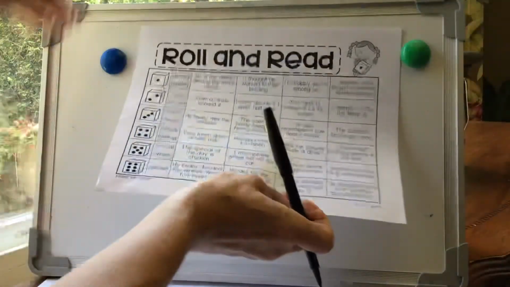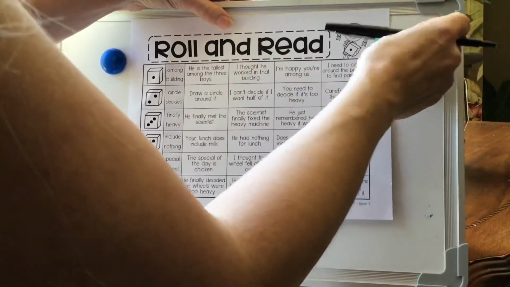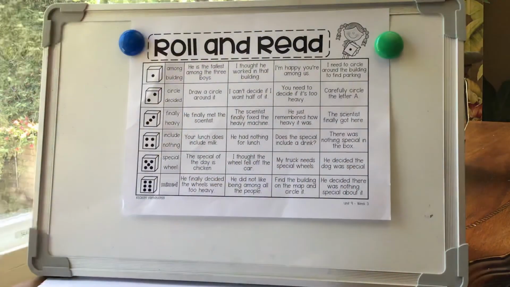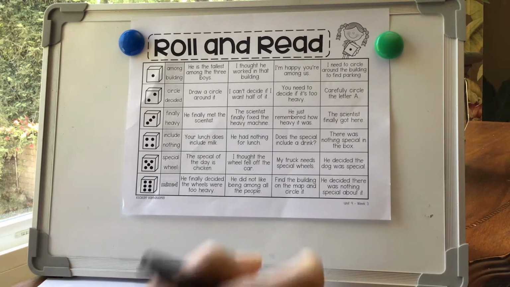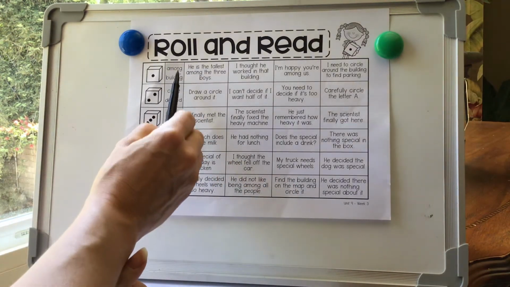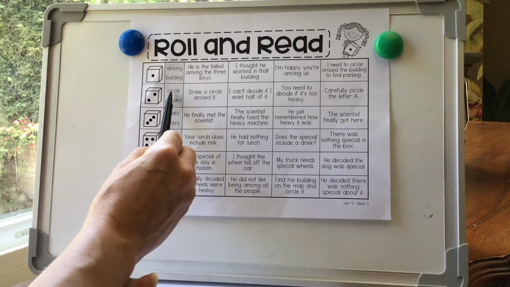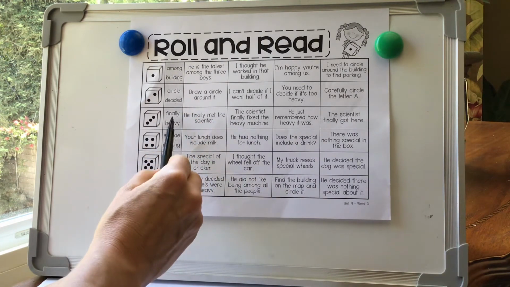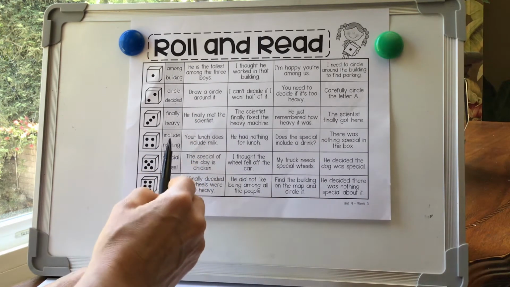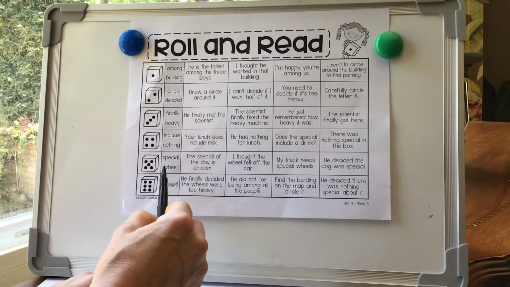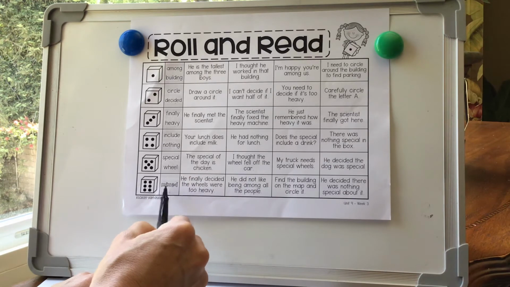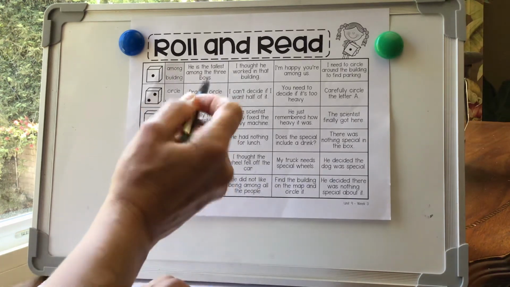Okay, let's go ahead and take a look. Our last day is our roll and read. I'm going to go through and read each of these to you. If you know it, great. You're going to take it and read it to a friend. So we have among, building, circle, decided, finally, heavy, include, nothing, special, wheel, and these are mixed words.